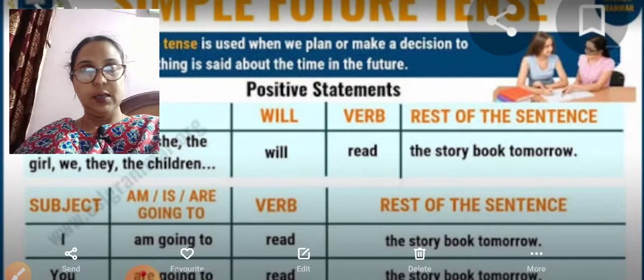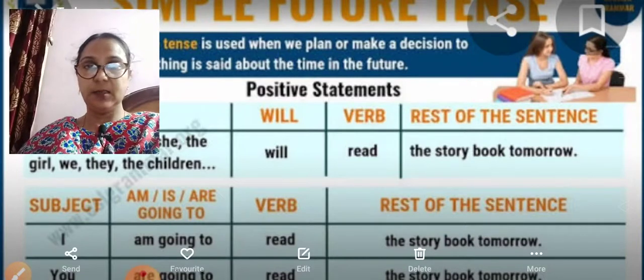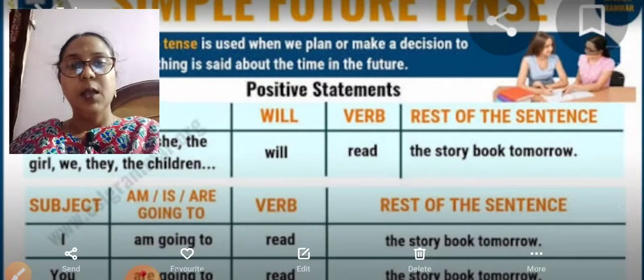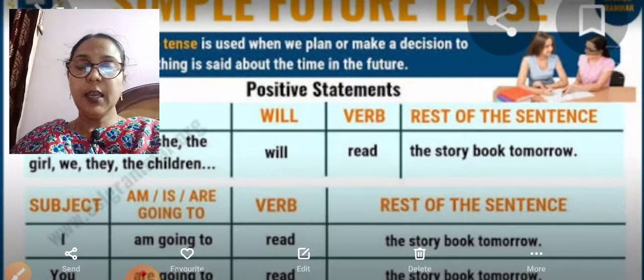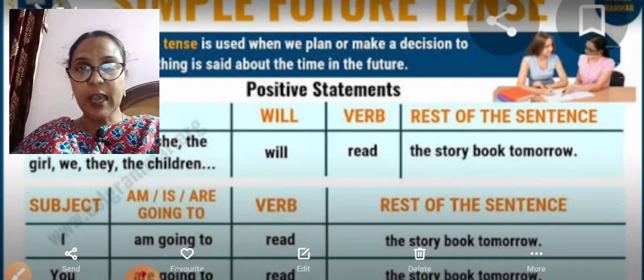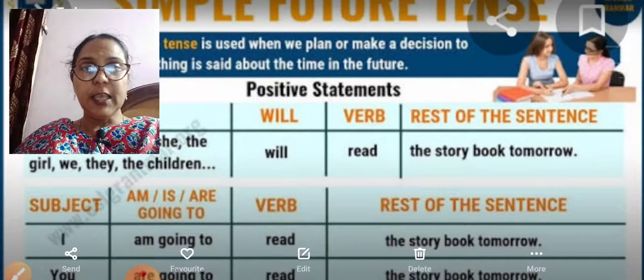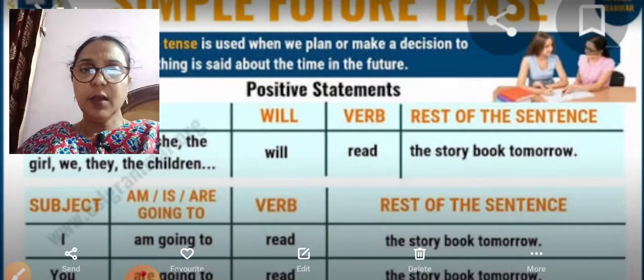And we have discussed that there are three forms of simple future tense. First, positive form. Positive form means affirmative sentences, you can say. In this sentence we write the subject first and then will or shall, then the root form of the verb, then other words of the sentence. Now, he will go to the market. This is an example of simple future tense in the positive form.